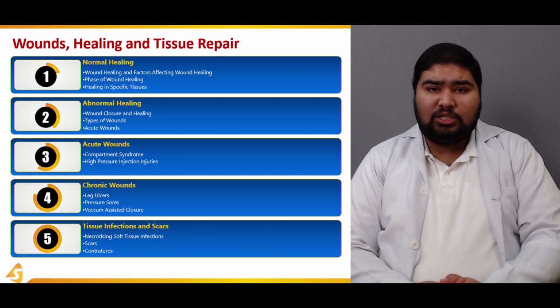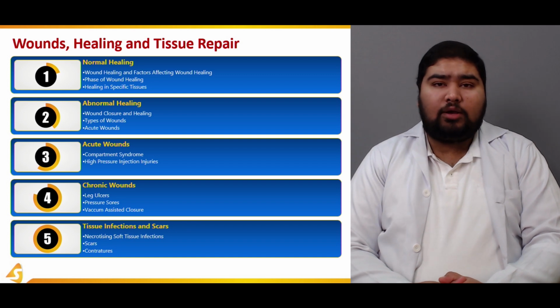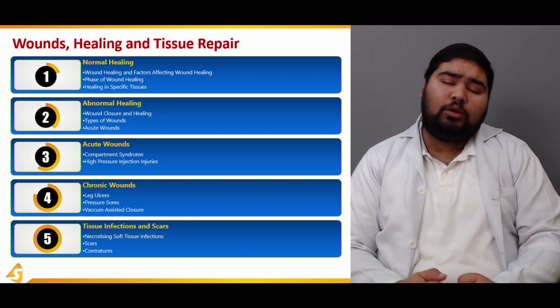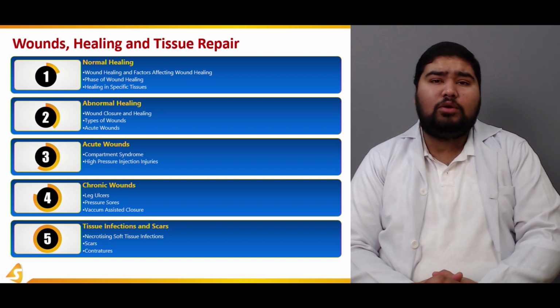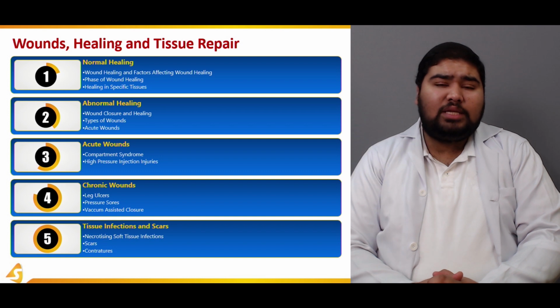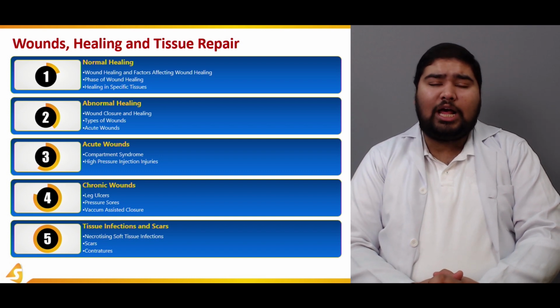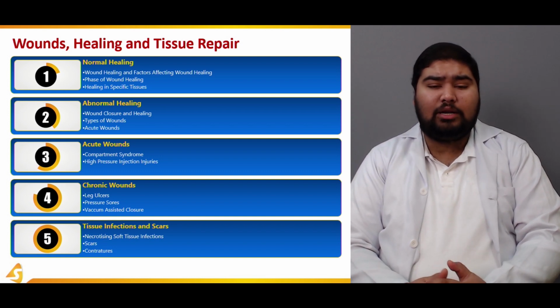In the fourth section, we'll be talking about chronic wounds. We'll see wounds which are there in the body for some time. These patients usually are immunocompromised. We'll see what these chronic wounds are and how we can help the body to close them and repair them.